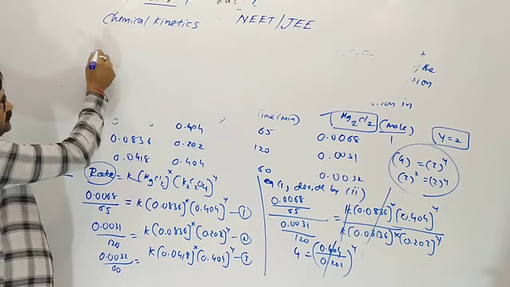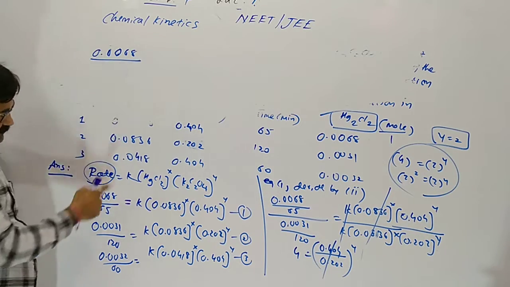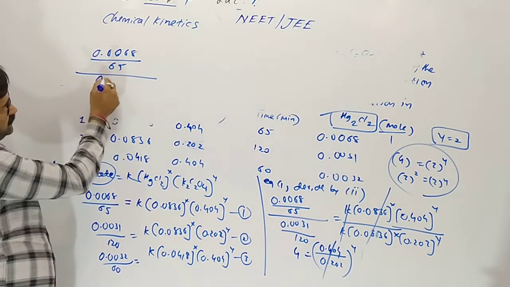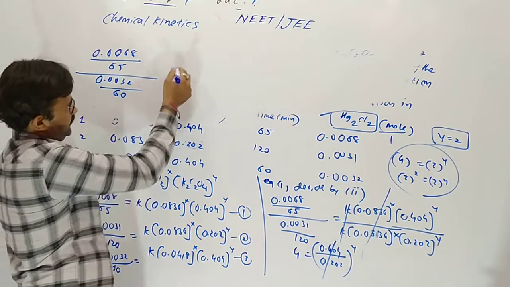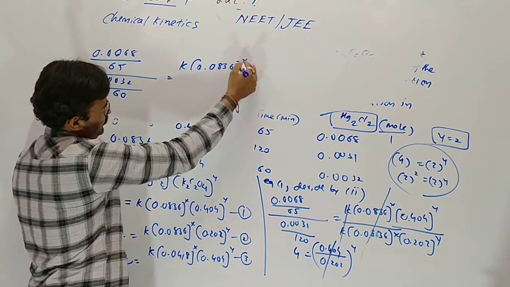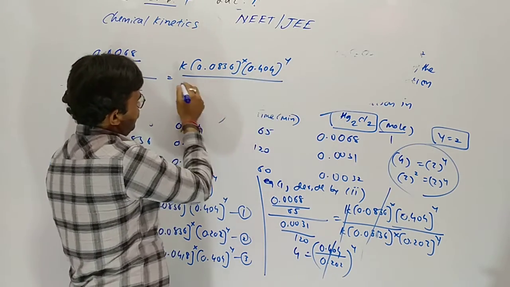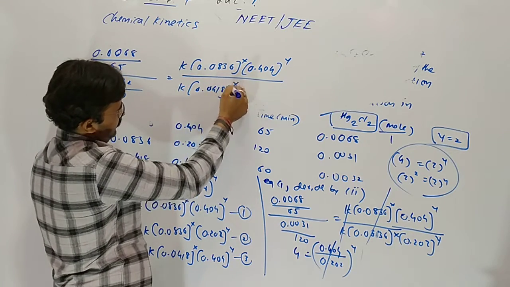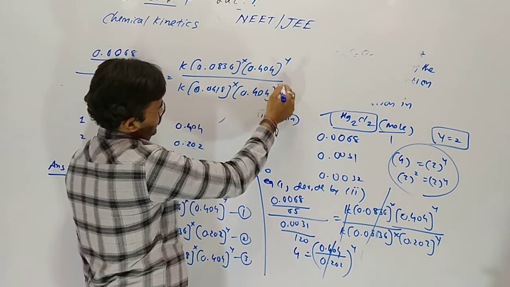One divided by 3, 0.0068 upon 65, and 0.032 divided by 60 equals k. 0.0836 raised to x, 0.404 raised to y upon k, 0.418 raised to x, 0.404 raised to y.